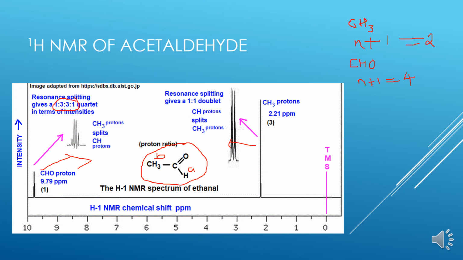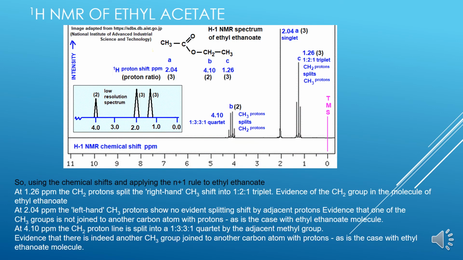This is about the proton NMR spectrum of ethyl acetate, CH3COOCH2CH3, or CH3COOC2H5. Ethyl acetate has three different environmental protons.